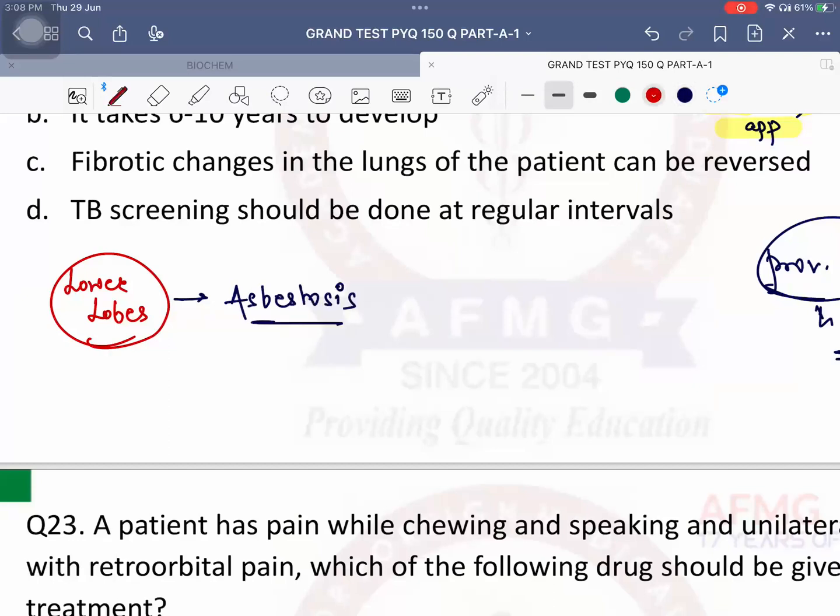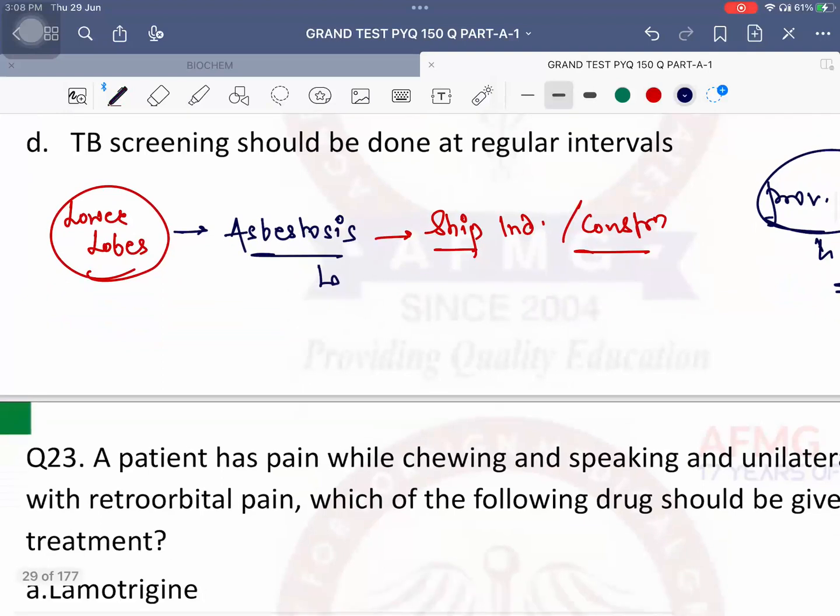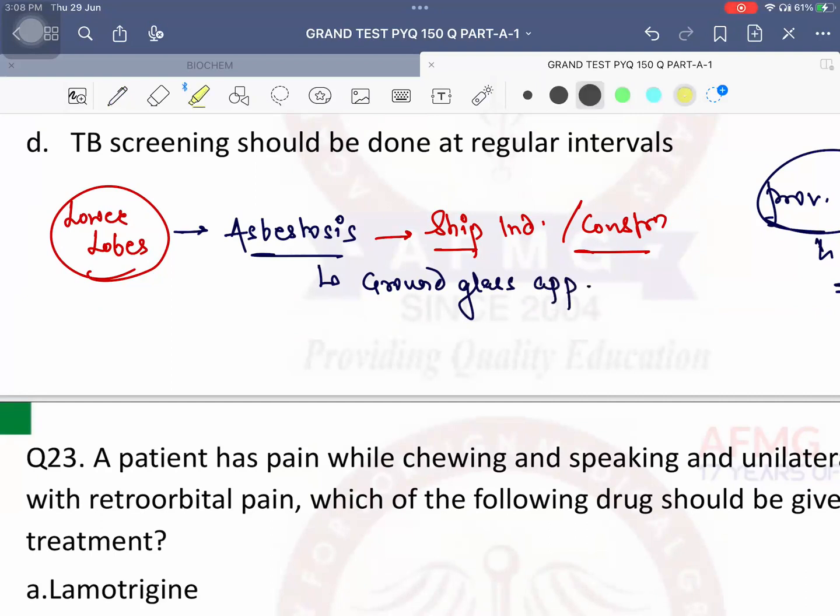Asbestosis is due to asbestos exposure, and it is seen in which industry worker? Ship industry worker. It is usually seen in ship industry workers. Along with that, construction workers as well. And what is the characteristic X-ray finding in asbestosis? So in asbestosis, the characteristic X-ray finding is known as ground glass appearance.